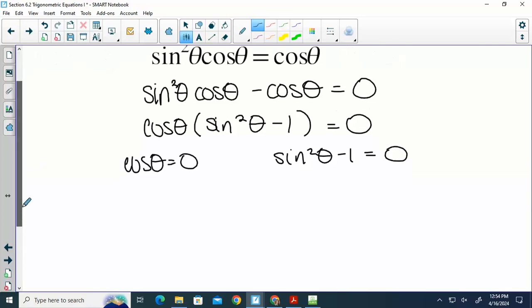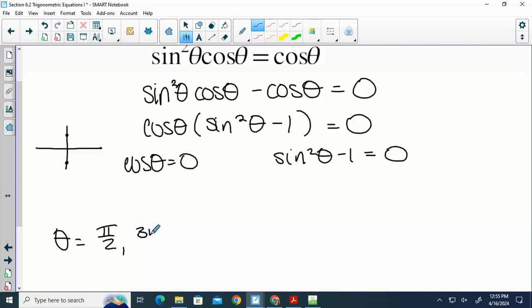cosine theta equals 0. So cosine is the x. When on the unit circle is x 0? Just twice, up there and down there: 90 and 270. But we're in radians, so it's pi over 2 and then 3 pi over 2.